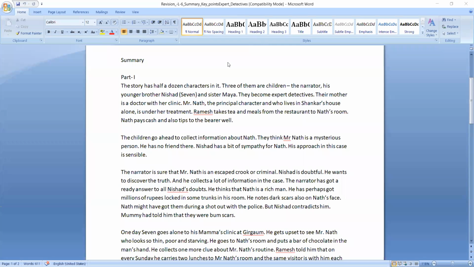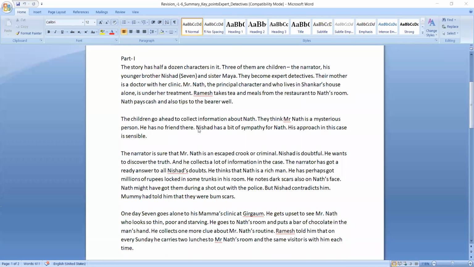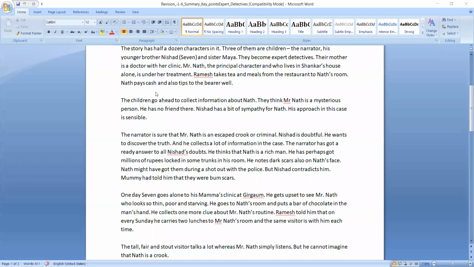So Mr. Nath lived in Shankar's house all alone, who was under the treatment of their mother. Ramesh was the bearer of the restaurant, so he took tea and meals to Mr. Nath's room. He always paid in cash and also tipped well. Okay.